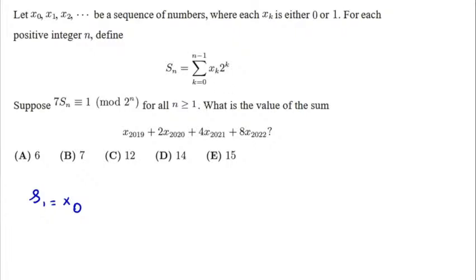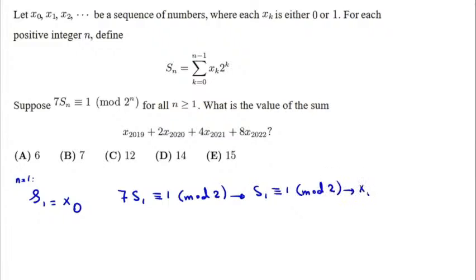S1, by the definition, is x0, and the problem says 7Sn. So for n equals 1, let's analyze. 7S1 mod 2 is 1, so S1 mod 2 is 1. S1 is x0, so x0 mod 2 is 1. Because they are either 0 or 1, x0 is 1. That is the first thing that we concluded.